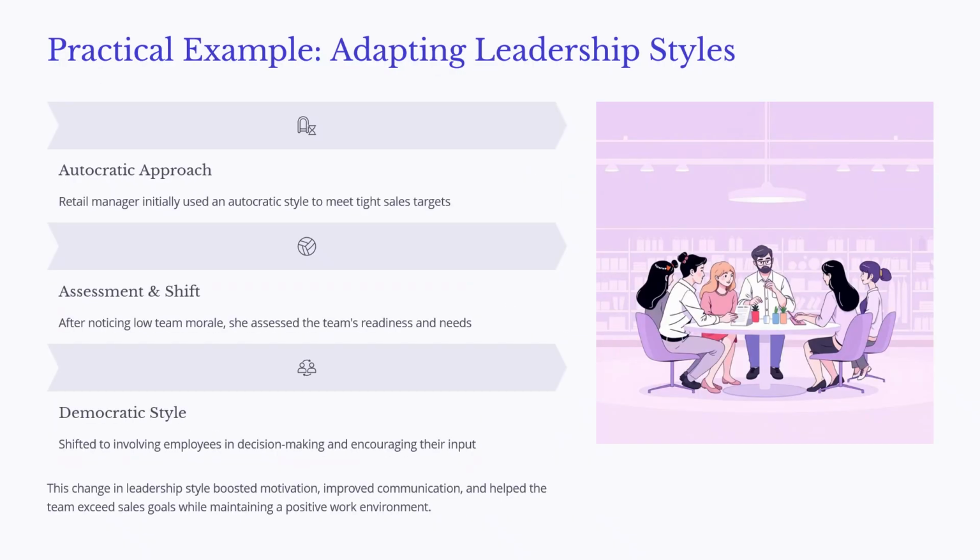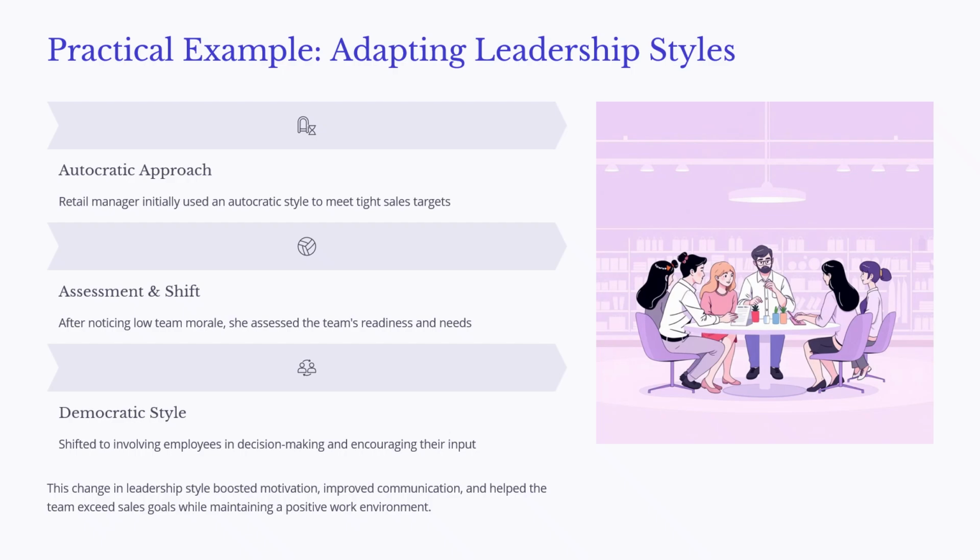Now here's an example. A retail manager initially used an autocratic style to meet sales targets, but noticed low team morale. After assessing her team's readiness, she shifted to a democratic style, involving employees in the decision-making. The result was higher motivation, better communication, and a team that exceeded sales goals while maintaining a positive work environment. This shows the importance of adapting your leadership style to your team and the context when you're trying to overcome an adaptive environment.